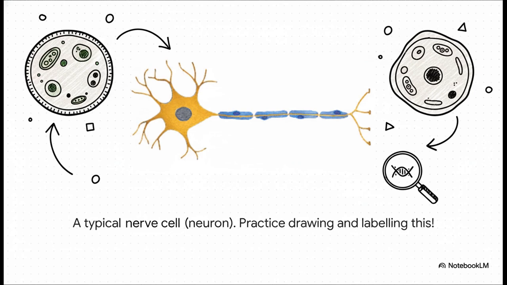In biology, diagrams are crucial. They can fetch you very good marks. For this chapter, you must practice drawing and labeling a few key diagrams. Make sure you can draw a neat diagram of a plant cell, an animal cell, and also a neuron, like the one you see here. Practice will make you perfect.